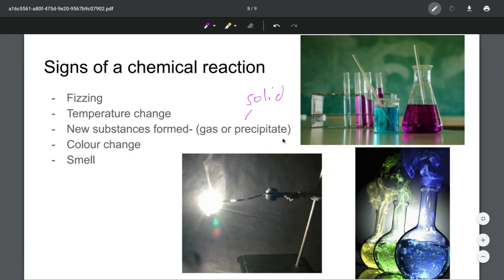Colour change is very obvious. You notice that there's been a colour change. And smell: if gases are released that have a smell, you might be able to smell them. Often you would do these experiments in a fume cupboard, so you wouldn't smell them, particularly if they're dangerous, but it is an indication that a gas has been released. Here's an example of magnesium and oxygen reacting. I'm going to talk about that next time, but you can see a huge release of heat and light there, a big energy output going on.